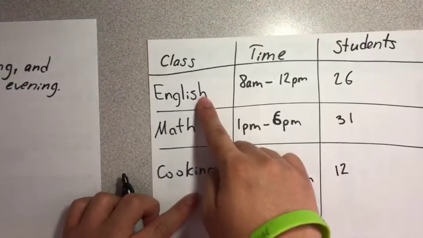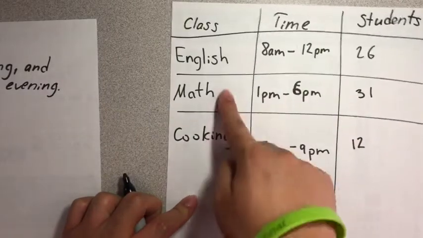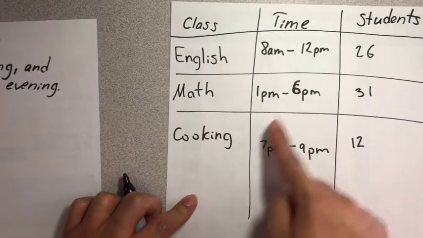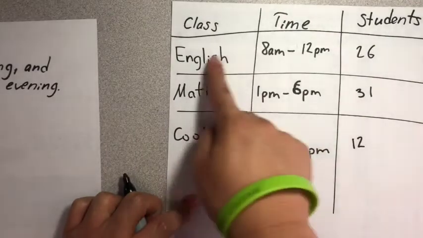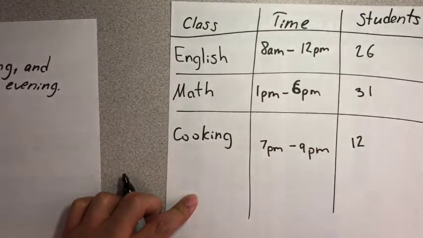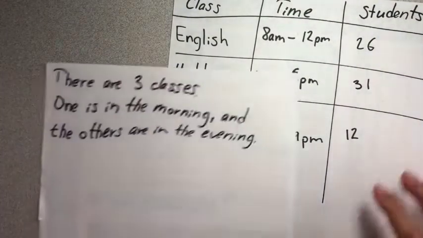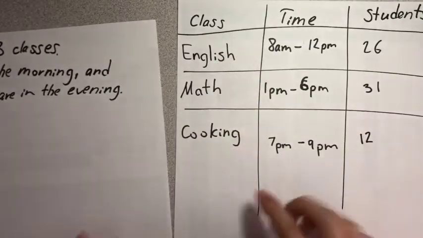One is in the morning. English is from 8 a.m. to 12 p.m. The others, math and cooking, are in the evening. One is in the morning. The others are in the evening. So, now let's compare the three classes.